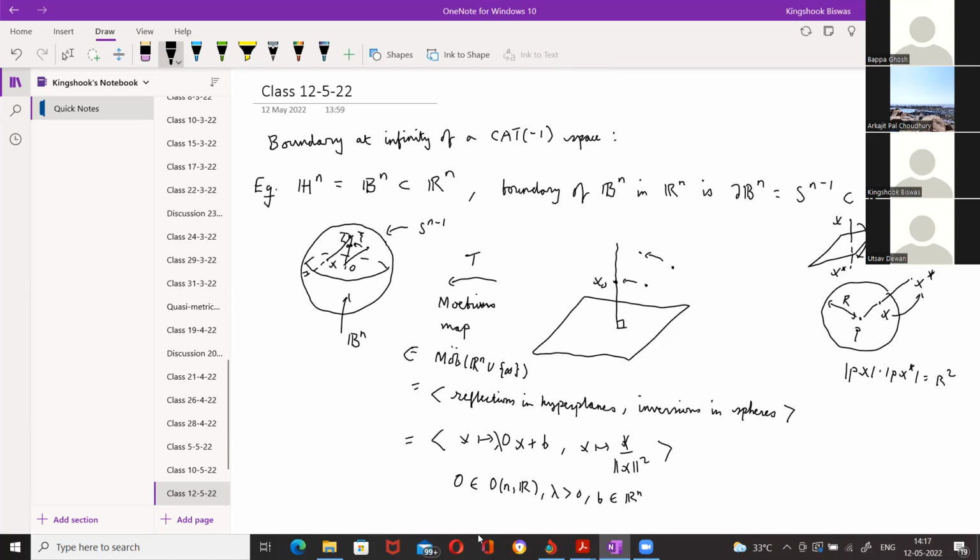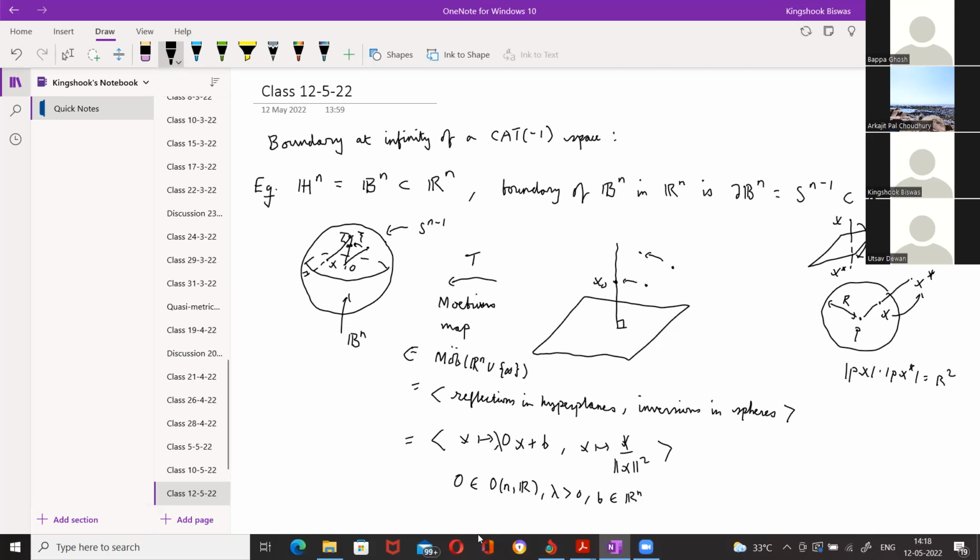Now, why am I writing it like this? Because these maps, rotations, scalings, translations and reflections, send lines to lines and circles to circles in Rn, right? Now, what happens to lines and circles under the inversion in the unit sphere? Well, lines through the origin go to lines through the origin, right? They go to themselves.